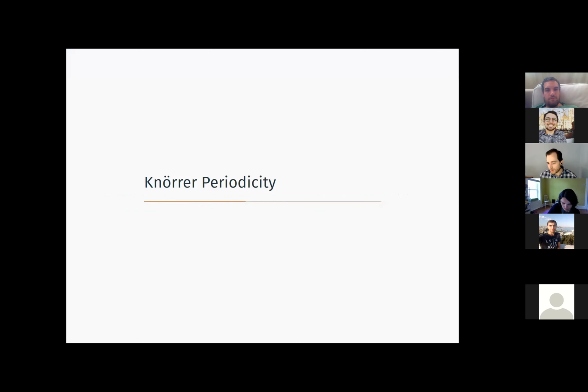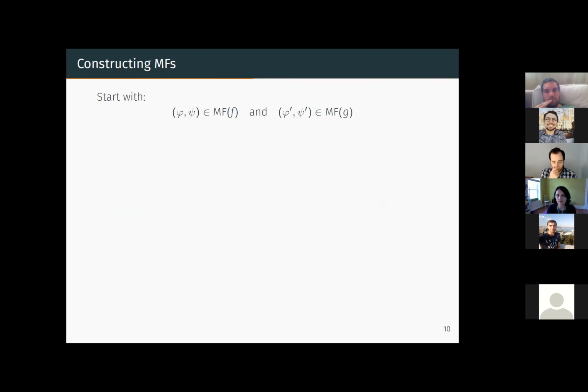Okay, so just checking the time. So I want to talk about what Knörrer did now. Yeah, so we'll try to work up to Knörrer's periodicity theorem. We're not going to state the whole thing, but we'll give the flavor of it and maybe the first part.